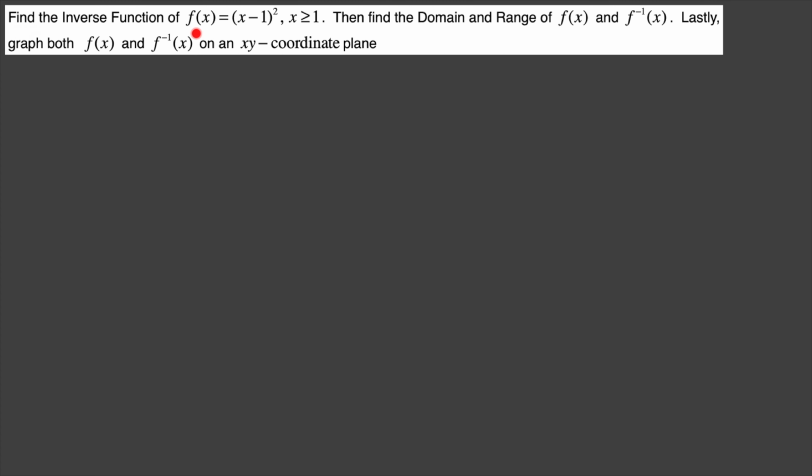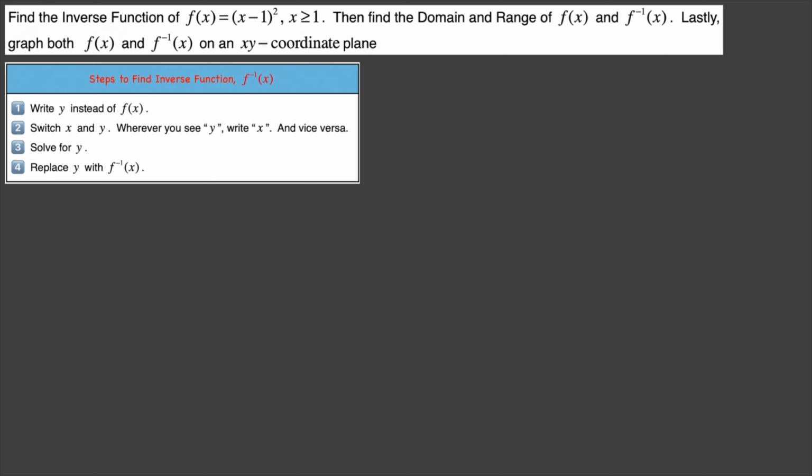Find the inverse function of f of x equals x minus 1 squared, where x is greater than or equal to 1. So how do we find the inverse function? Here are the steps. Step number 1, write y instead of f of x. So here's our function, and we're simply going to write y in place of f of x. That's pretty easy. Alright, step number 2, switch x and y. Wherever you see a y, write x, and vice versa. So we see a y, we write x, and we see an x, we write y.